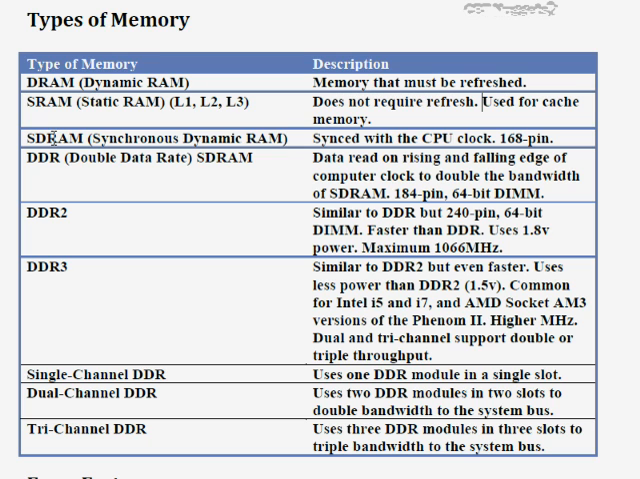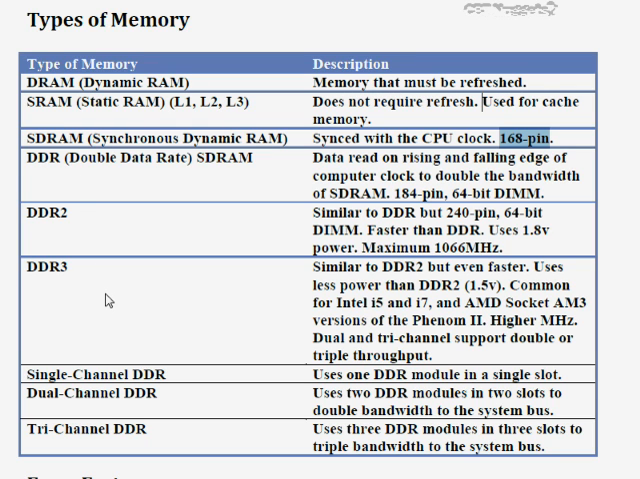Then we have SDRAM, and again, right now in current memory, all memory that you will use is going to be synchronous dynamic RAM. Okay, so that's just one kind of DRAM that we have up here. So synchronous dynamic RAM is going to be synchronized with the CPU clock, and it uses 168 pins. Okay, so that's just something to know about. Then there's also three types of DDR memory.